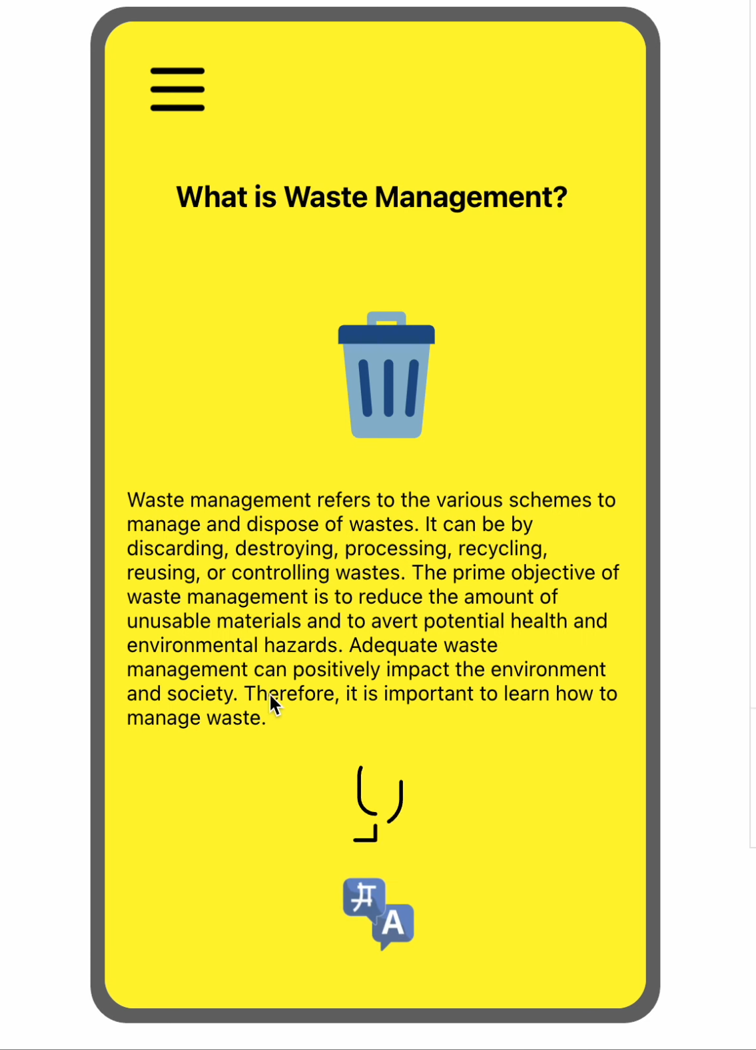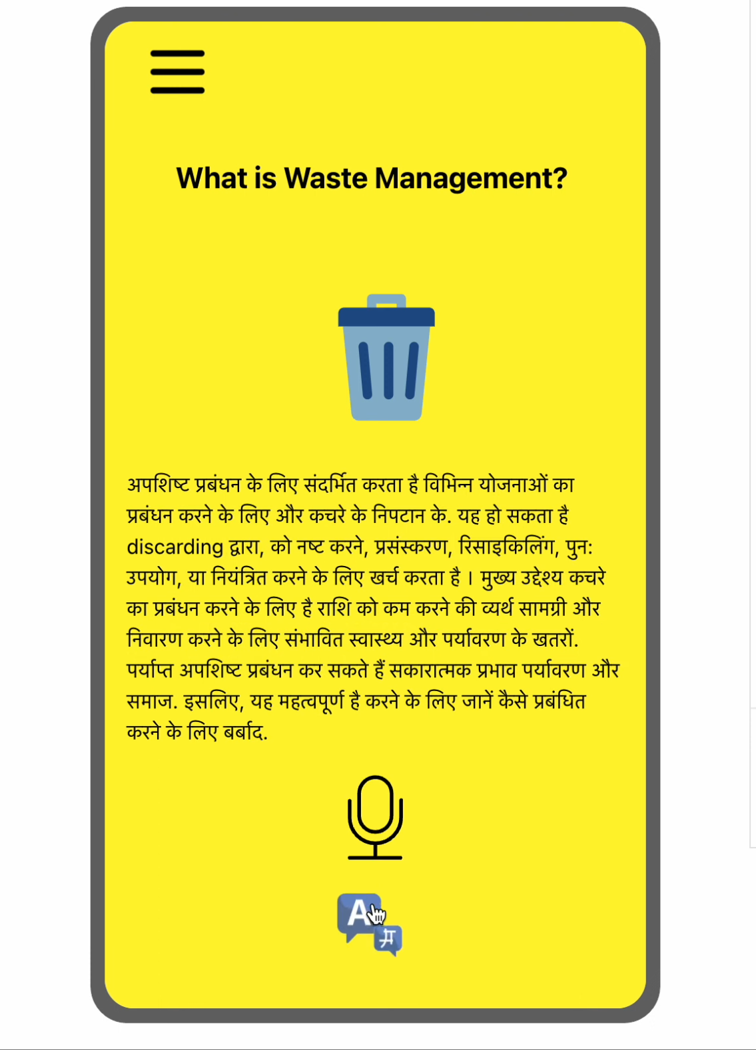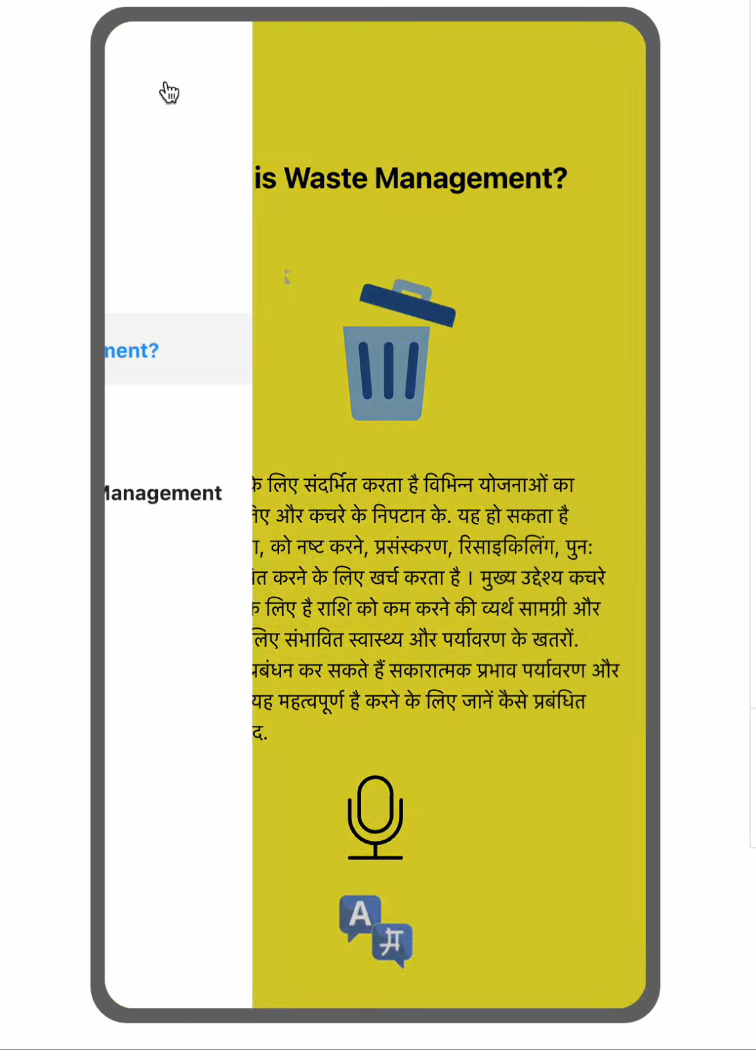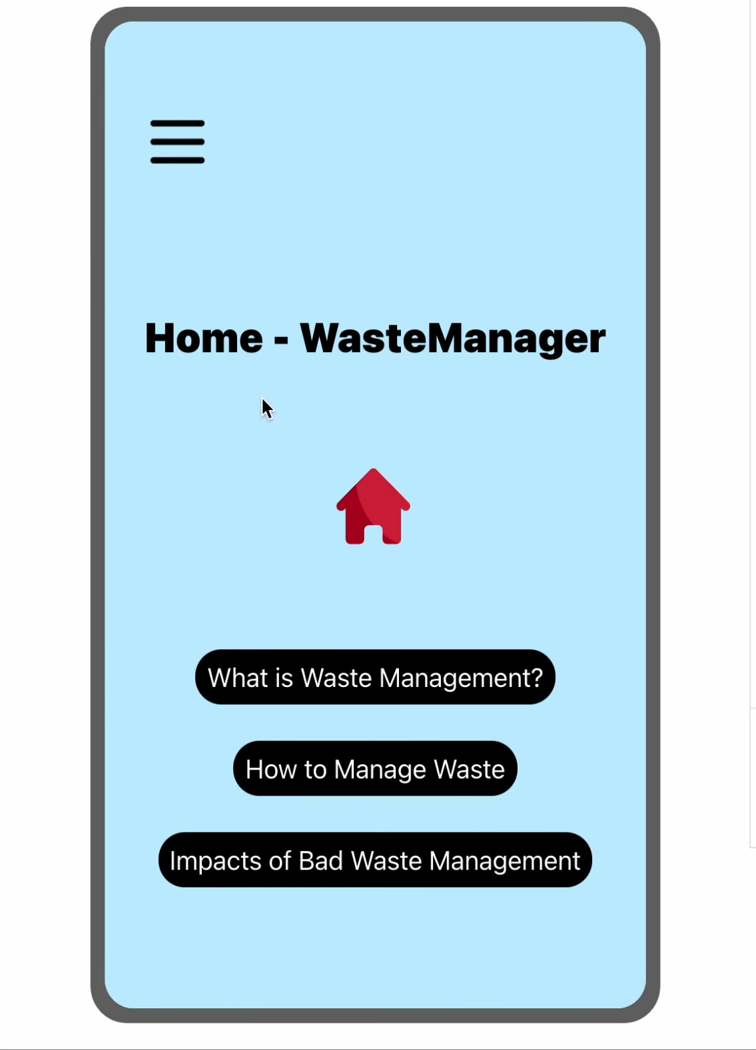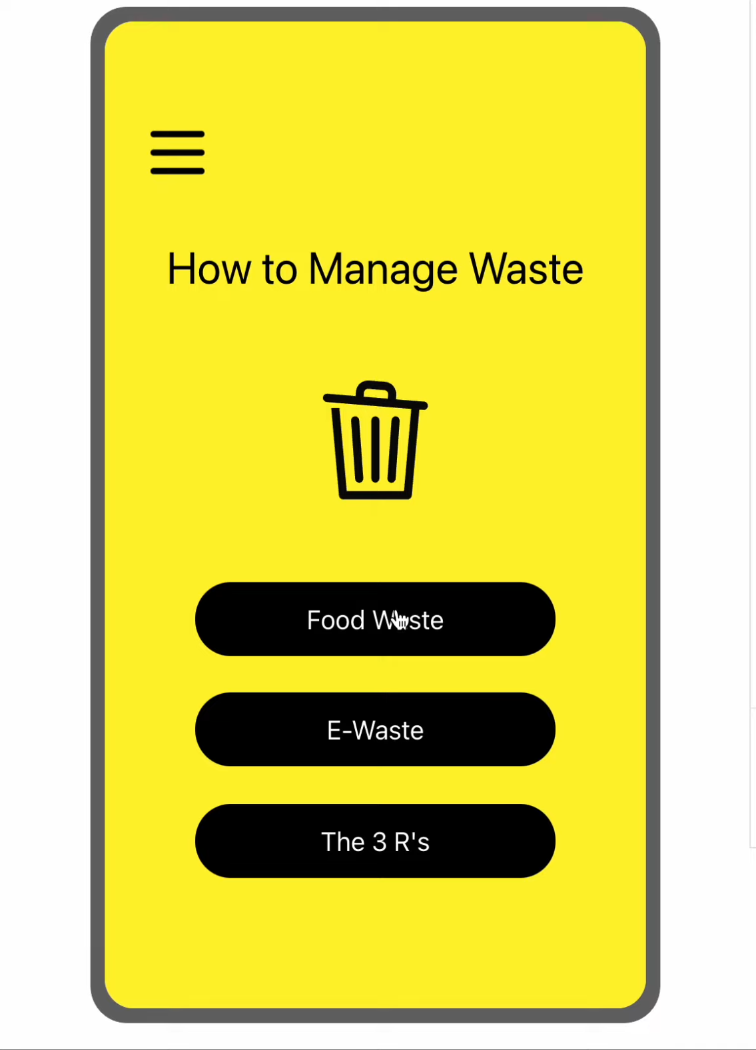So that's the text-to-speech. And this is the translator tool. So if we click this animation, the text will change into Hindi automatically. And we can go back to home. And from here we can go to how to manage waste. How to manage waste. So this is 3 buttons leading to 3 more pages and has an animation.